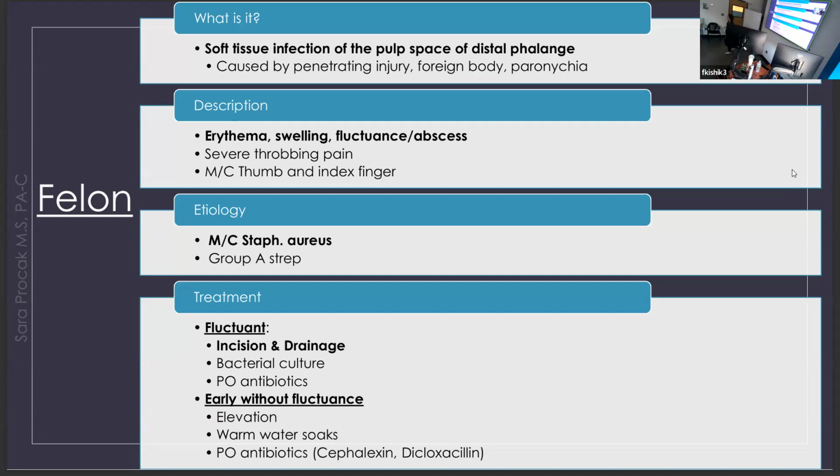You'll put your patient on antibiotics, okay? You'll do your culture at that time. If there is no fluctuance and it's early, okay, so no abscess formation, then it's going to be warm water soaks, elevation, and then you're going to empirically put them on an antibiotic, okay? Usually something to cover for that Staph aureus, all right? So like cephalexin or dicloxacillin, okay?